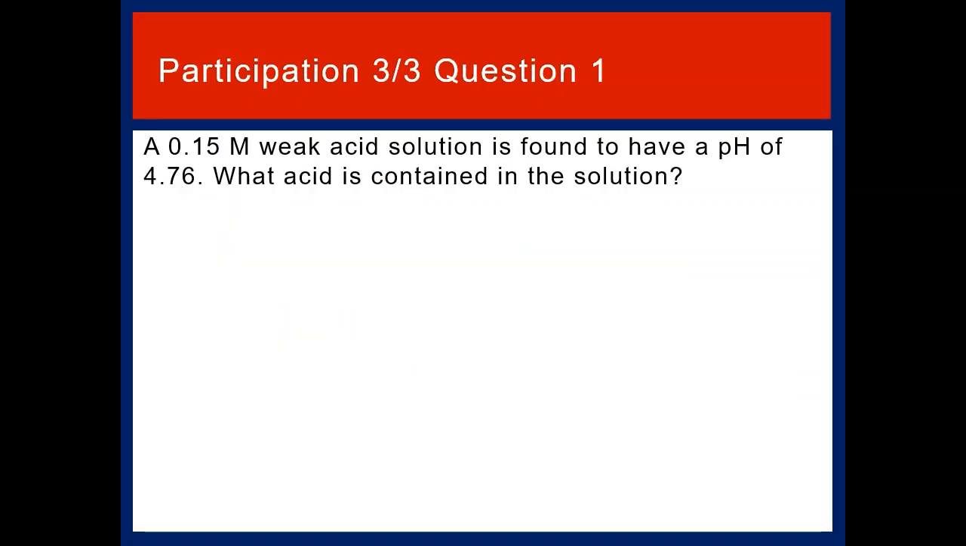Participation 3.3, question 1. A 0.15 molar weak acid solution is found to have a pH of 4.76. What acid is contained in the solution? This is the first question on participation 3.3, due Tuesday, March 3rd at 11:59 p.m. over on Blackboard. The link to the assignment is right beneath the document where these videos are posted. Again, a 0.15 molar weak acid solution is found to have a pH of 4.76. What acid is contained in the solution?